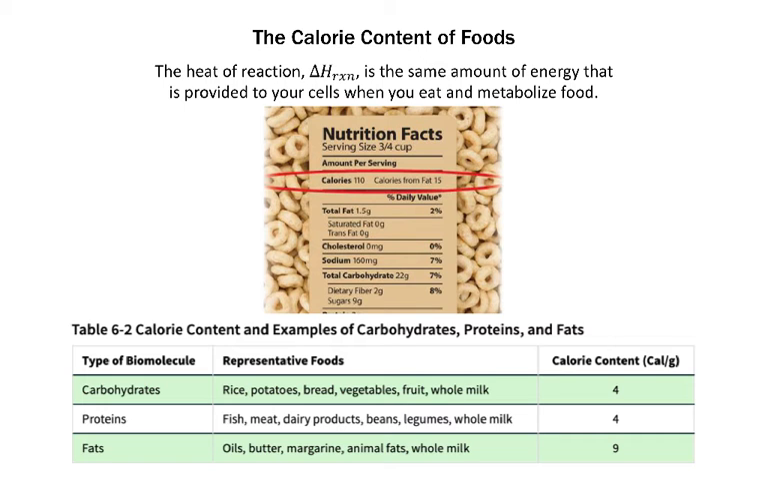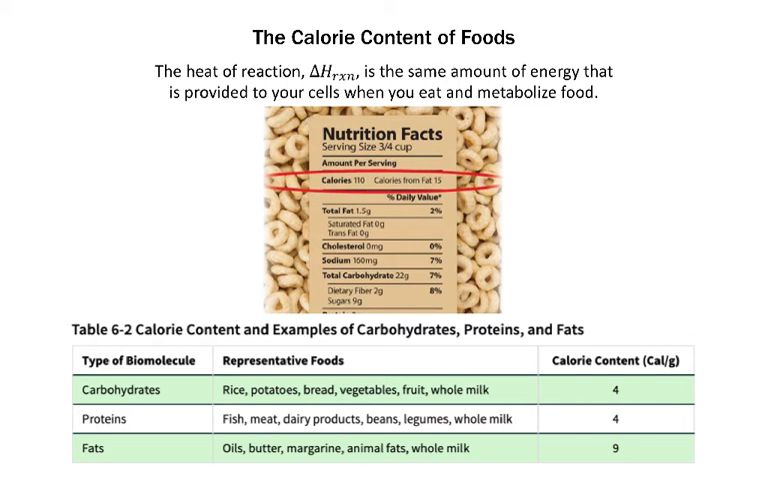And different biomolecules have different calorie content. So carbohydrates, like rice, potatoes, bread, have a calorie content of 4 kilocalories per gram. So if you had a gram of carbohydrate, it would have 4 kilocalories of energy stored in it. Proteins are also 4 calories per gram, and fats are 9 calories per gram.